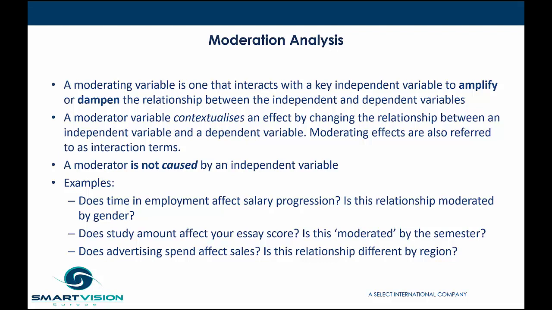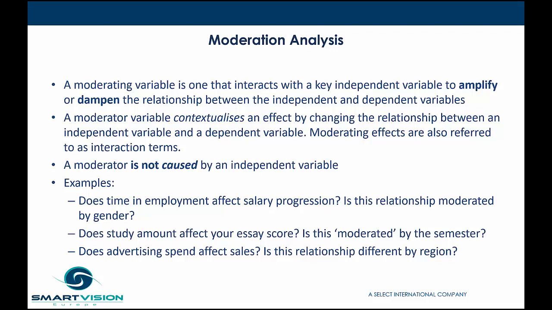Or how does the amount you study affect your essay score? Is this moderated, say, by the semester? Maybe people study a lot more in the first semester than they do in the second semester, or they spend a lot more time, and maybe that affects their essay score. Maybe you get a different equation, a different line of best fit for that.